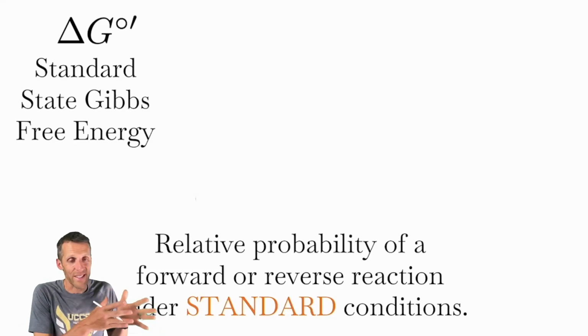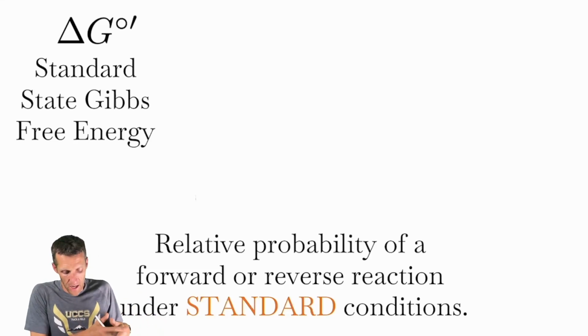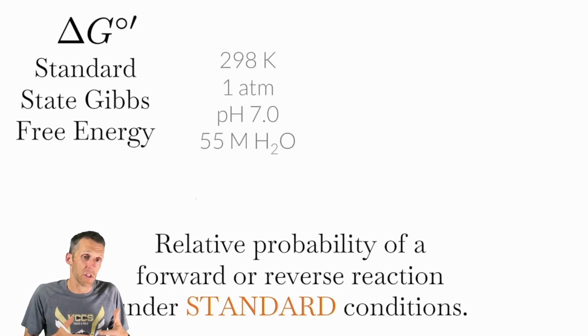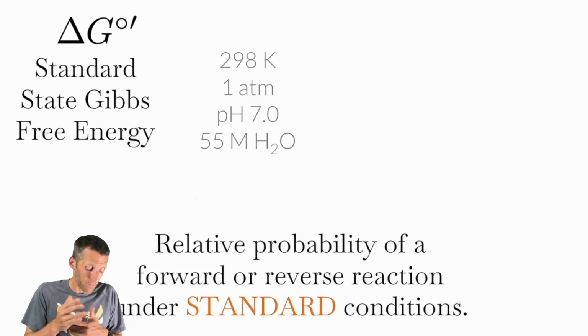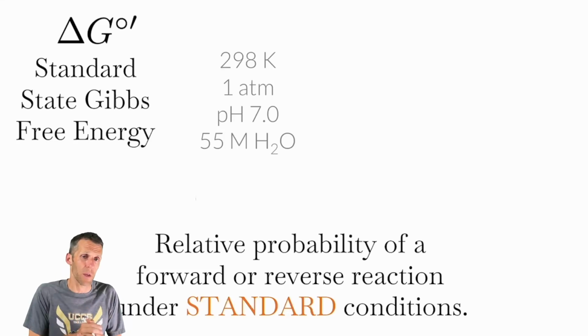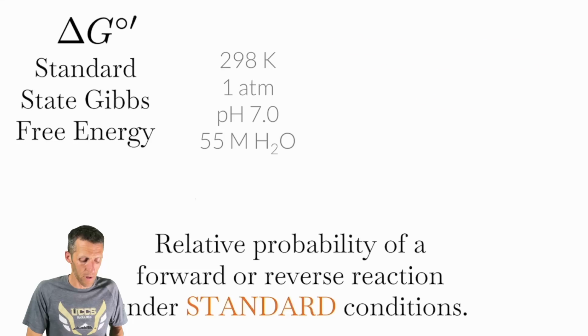Delta G naught prime is the standard state Gibbs free energy. This is the relative probability of a forward or reverse reaction under standard conditions. Standard conditions are defined as 298 Kelvin, 1 atmosphere of pressure, pH of 7, and 55 molar water. So it's a little different than the standard state you might have encountered in normal chemistry classes, but this is what biologists and biochemists use.